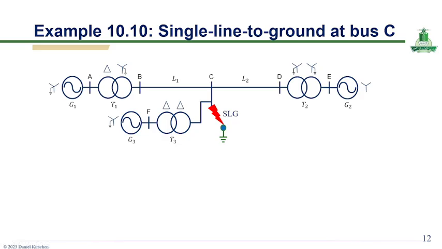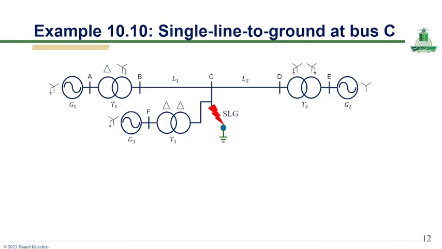Okay, this slide presents a practical example of a single line to ground fault occurring at bus C in a multi-source power system. The network includes multiple generators G1, G2, G3, transformers T1, T2, T3, and transmission lines L1 and L2, all interconnected to supply power across buses A through E. The fault is shown at bus C, where one phase is shorted to ground, creating an unbalanced condition in the system.